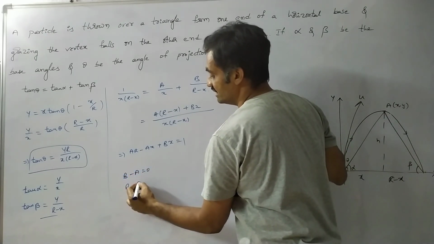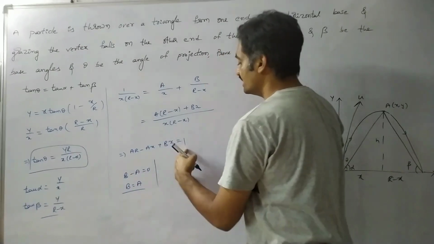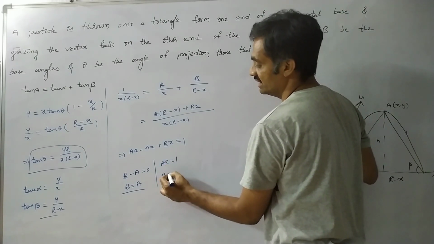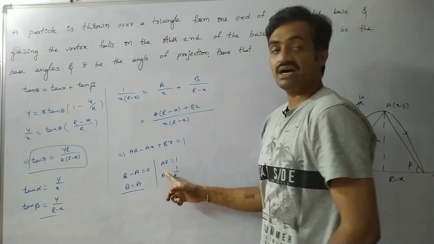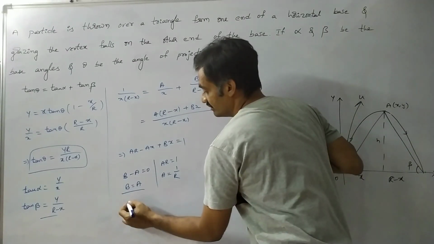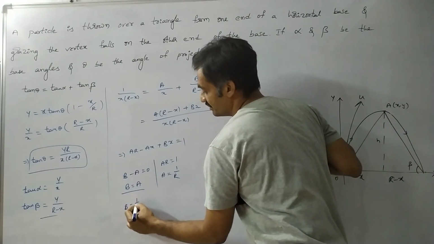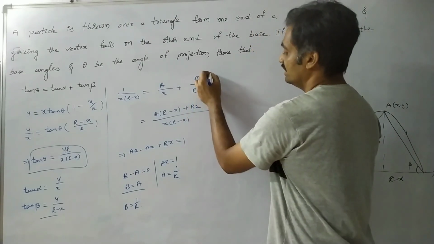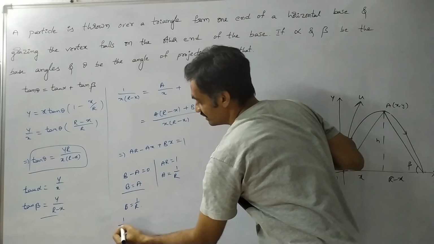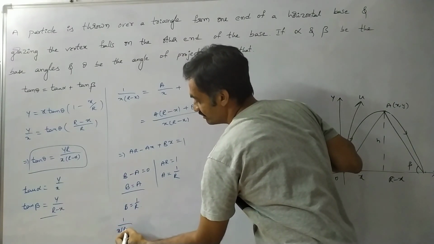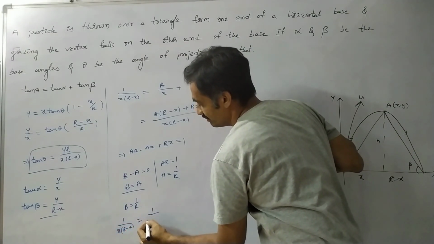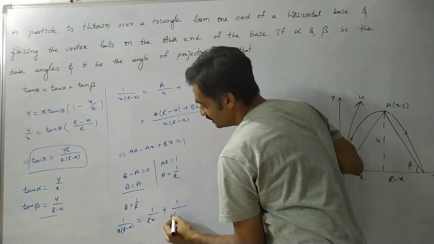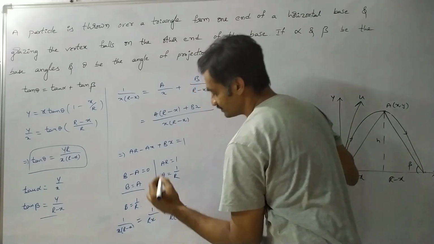Then b equals a, whereas ar equals 1. As I substitute ar equals 1, we get a equals 1 by r, where r is the maximum range. Then a and b are both 1 by r. So based on that, 1 by x into r minus x equals 1 by rx plus 1 by r into r minus x.